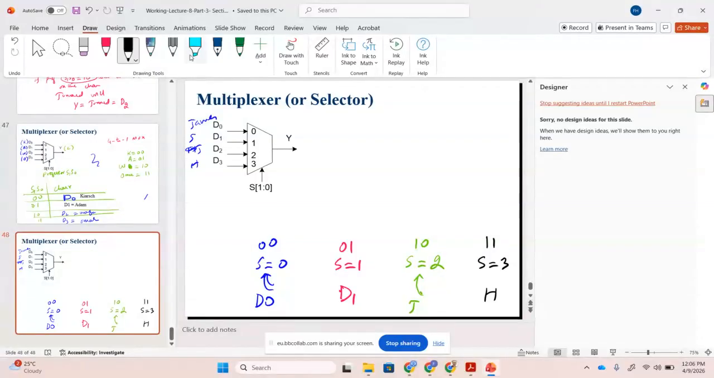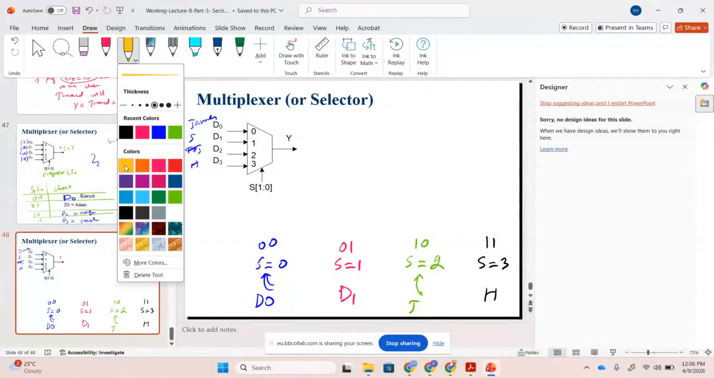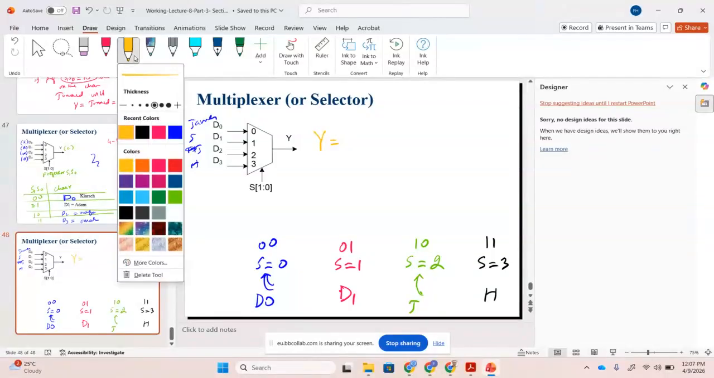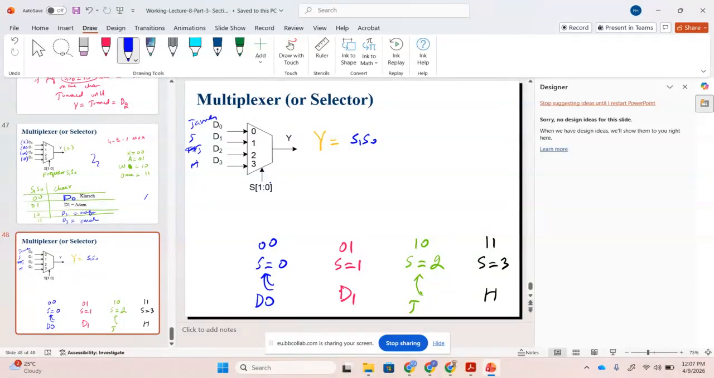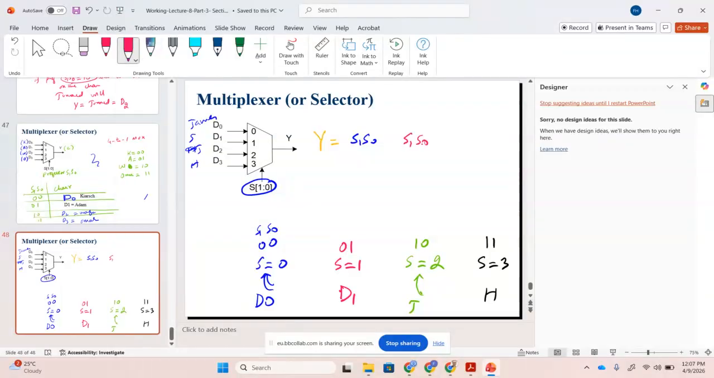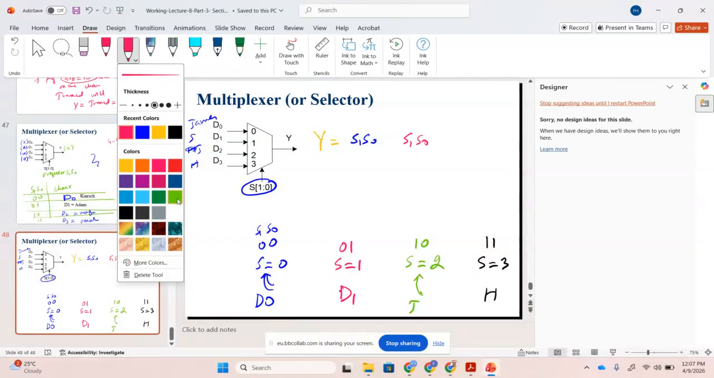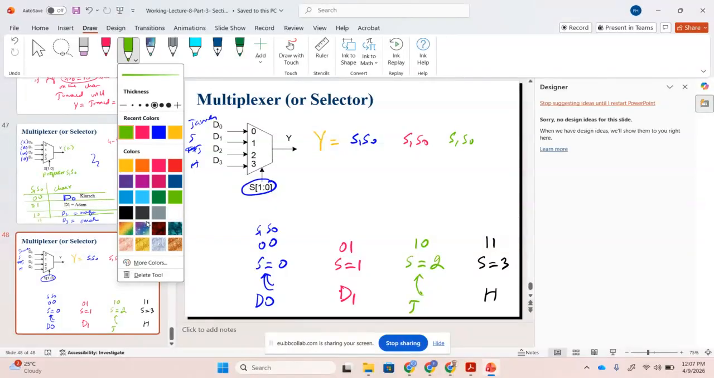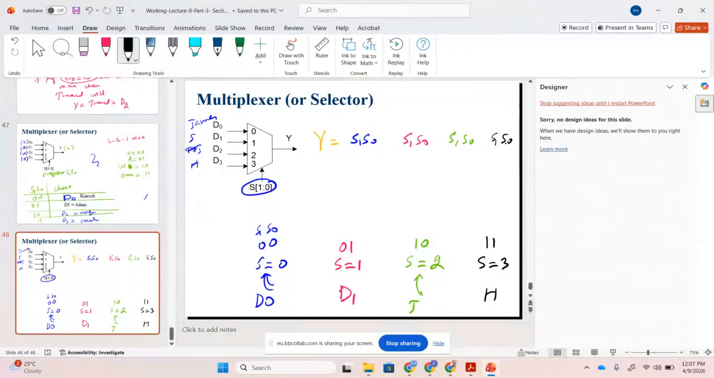So now what will be my Y? My Y will be my output. So now I'm using different colors, the black color. I can call it S1, S0, because now S is two inputs. I call this S1 and S0, then S1 and S0, then I'm replicating it, S1 and S0. Got it or not got it?